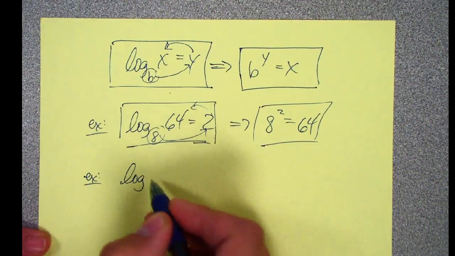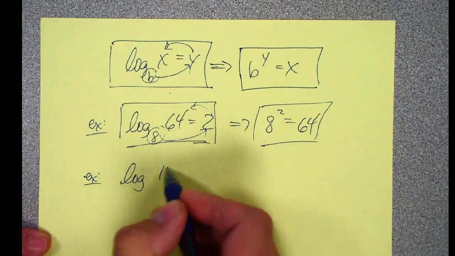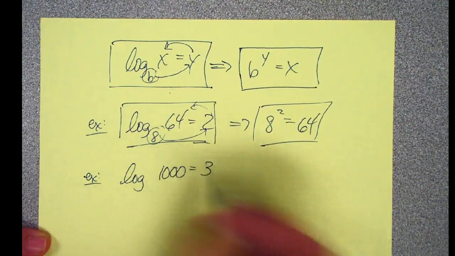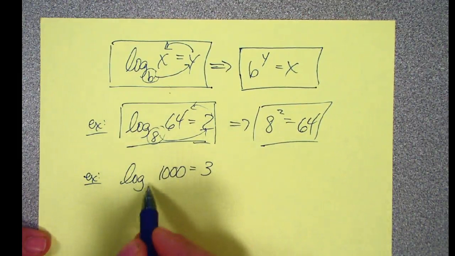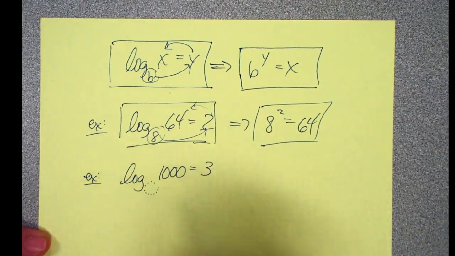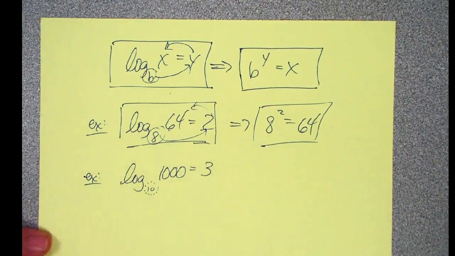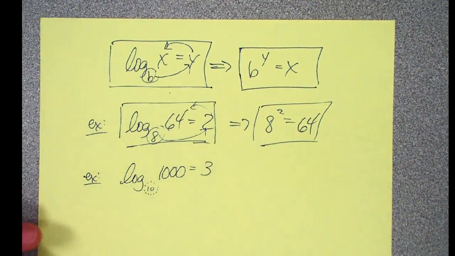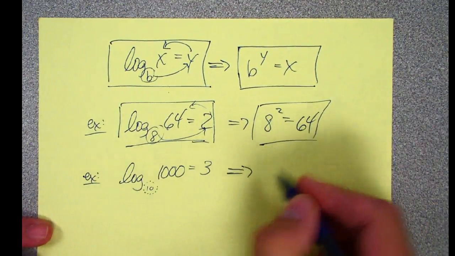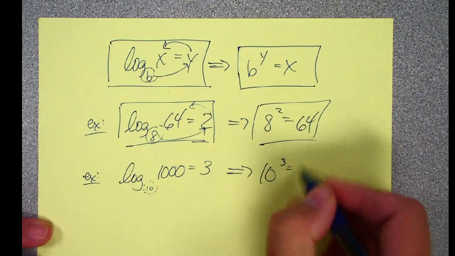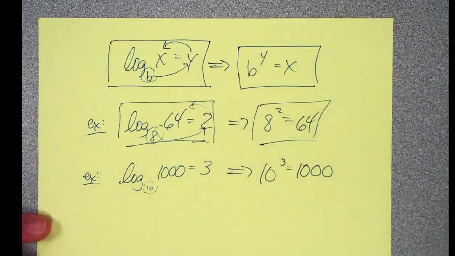Let's say log of 1000 equals 3. So if there's no number here, that's what's called a common logarithm, and it doesn't need to be written if it's a 10. So if it's a 10, they're going to leave that blank oftentimes. And so you would need to be able to realize that this is 10 to the third equals 1000.